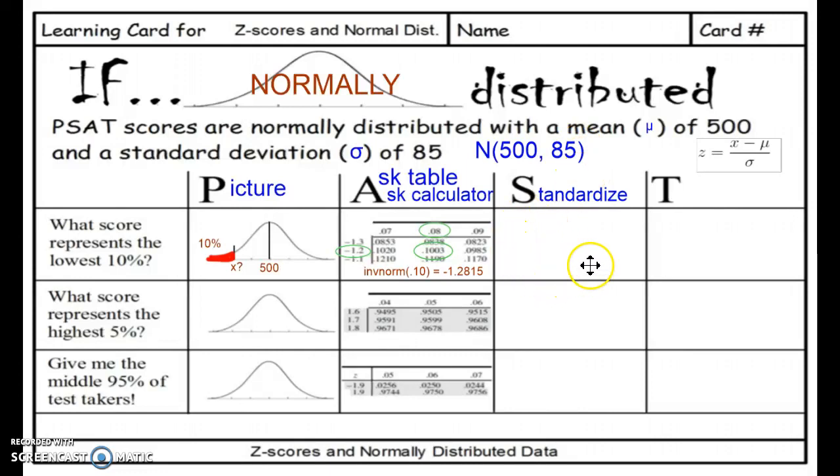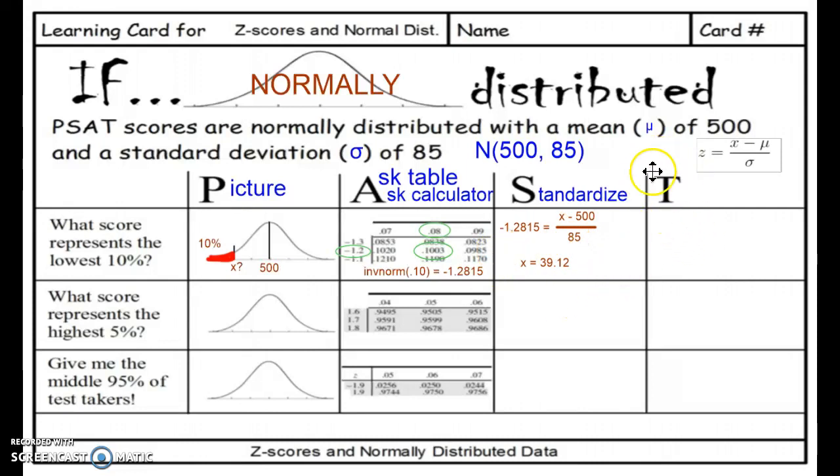So let's plug in everything that we know and then solve for X. Here we go. The z-score is negative 1.2815. I could round off to negative 1.28. That would be okay as well. X is what we're trying to find. The mean, mu, is 500, and the standard deviation, sigma, is 85. Then we just do a little bit of algebra, and we find that X is going to be equal to 39.12.